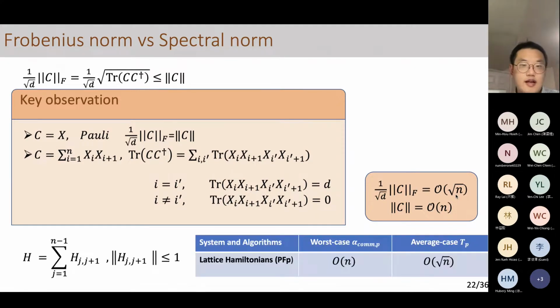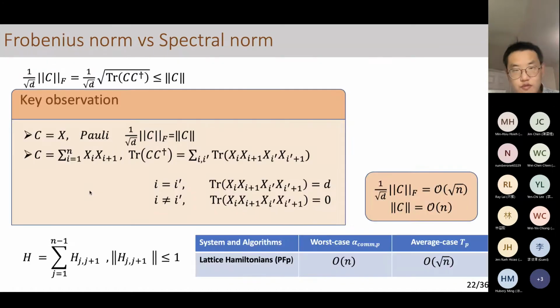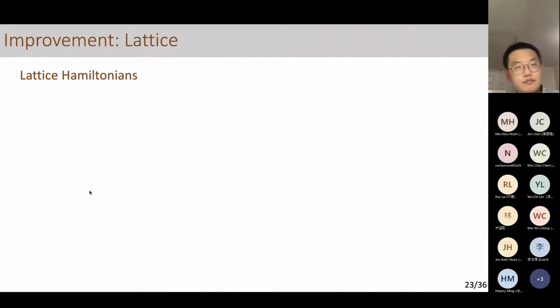So that's why in this nearest neighbor Heisenberg model, we could have the quadratic improvement. But when these operators are more complex, then we could have a more significant improvement. Okay, so let's see some numerical results for our theoretical predictions.